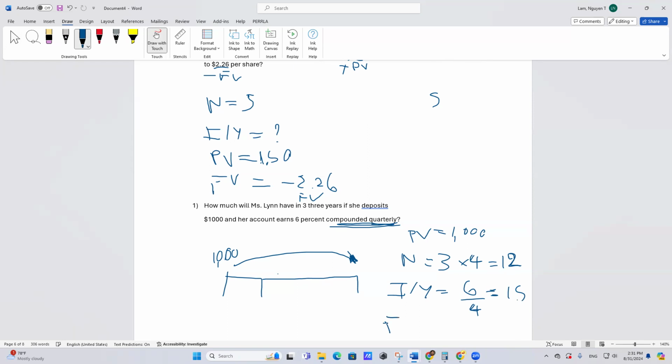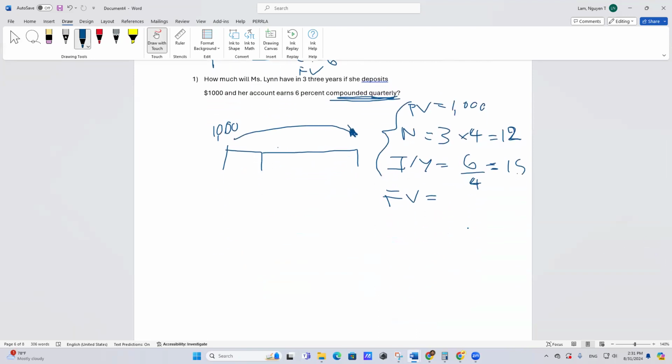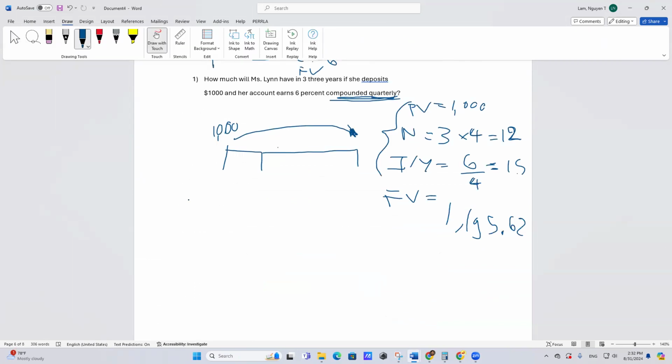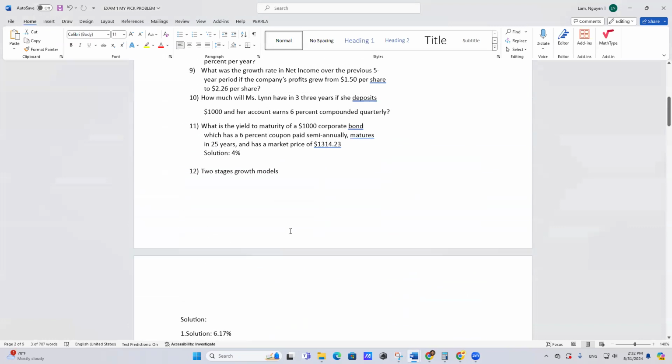And then you just find future value, right? Okay. 1,000 for the present value, 12 for the number of periods, 1.5 for the I/Y, compute future value. Just remember to clear your calculator before you do anything. So 1195.62. Let me double check. 1195.62. That's correct. All right.